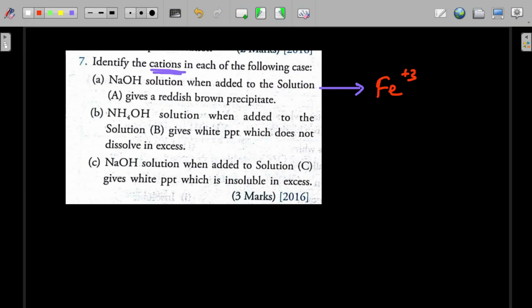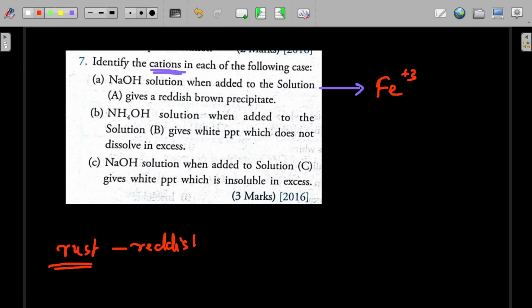Fe plus 3, ferric. I will tell you a simple way to remember it. Reddish brown is rust. Rust we know, right? It's reddish brown in color.